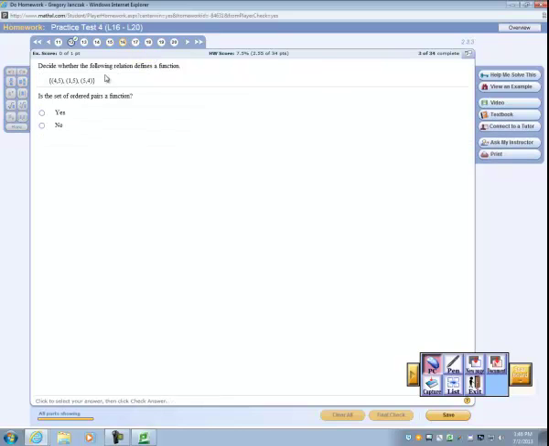Let's see. Decide whether the following relation defines a function. Okay, now basically I gave you a basic general definition for a function. Remember what that was? For each, right, for each x there's only one y. Okay, that's the simplest and the easiest way to remember that. The book gives you all kinds of technical definitions, but that breaks it down into its basic, easy to remember.